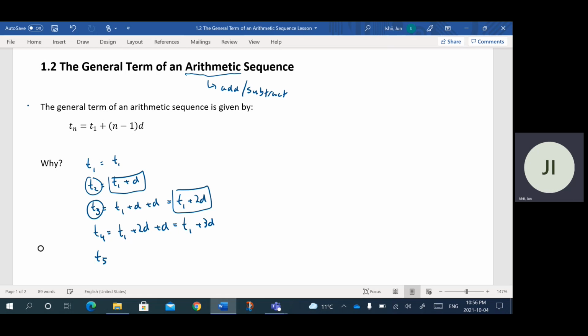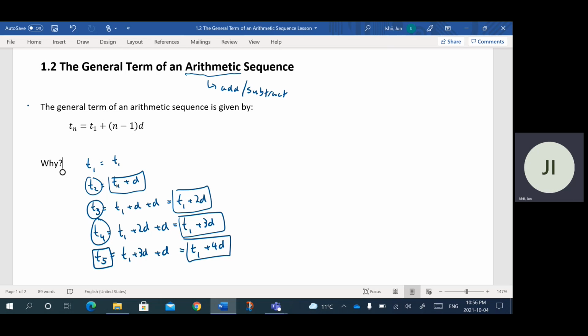So for T5, rather than writing T4, I'll write T1 plus 3D. This is T4, but I need to add another common difference to get to T5, the fifth term. This is T1 plus 4D. I don't think there's any need for me to go on. Hopefully you can see a pattern here.